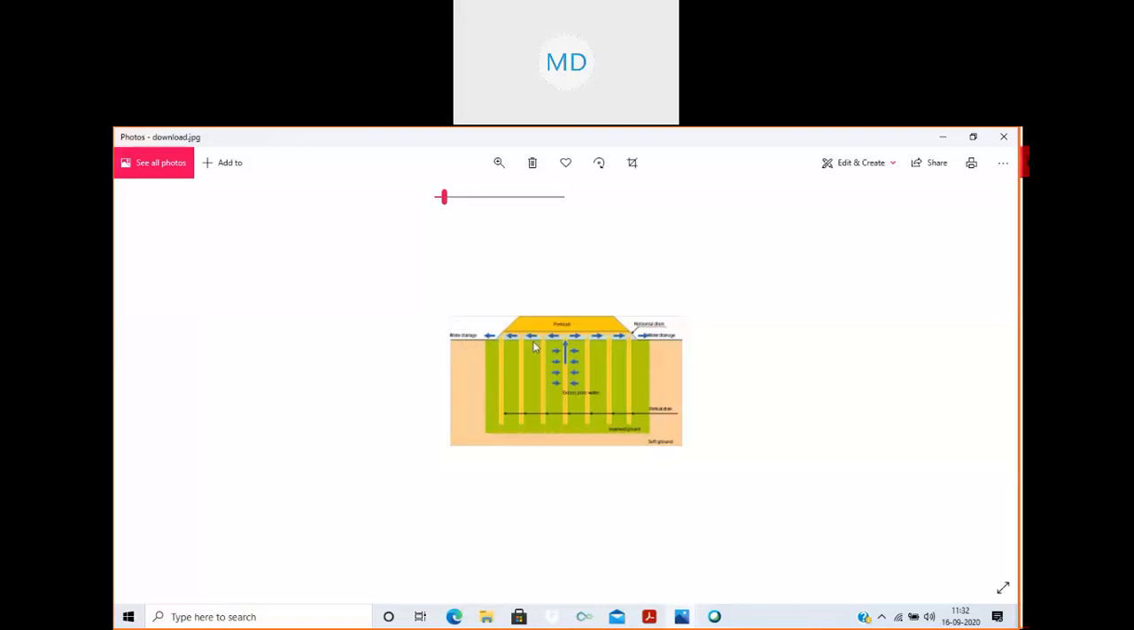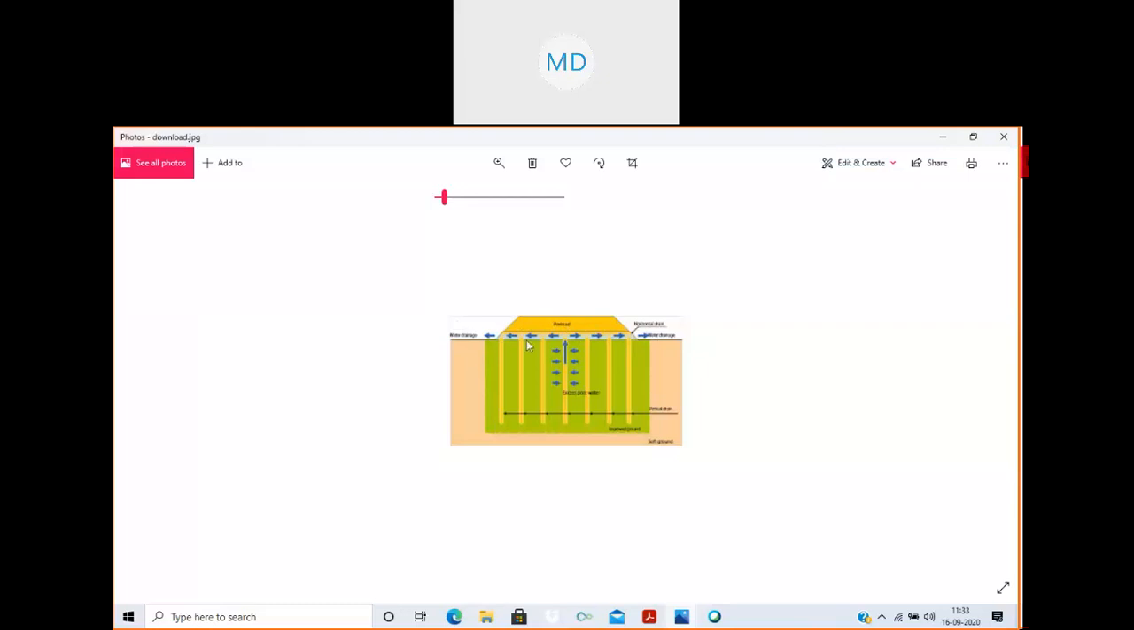So this is the soil layer you can see, and this is the layer of the sand blanket that is laid. This is the preload applied. The yellow part is trapezoidal in shape. The preload is applied, and these are sand drains.